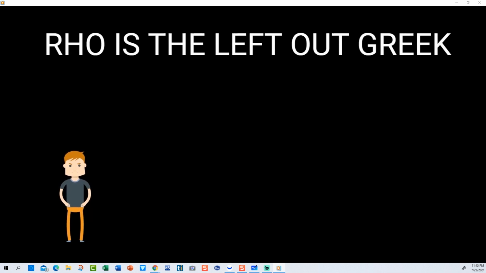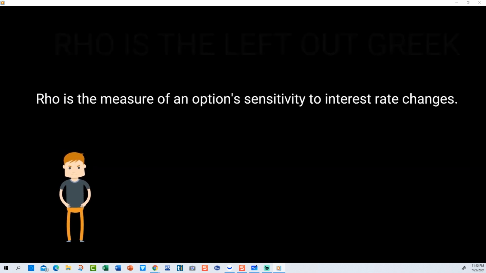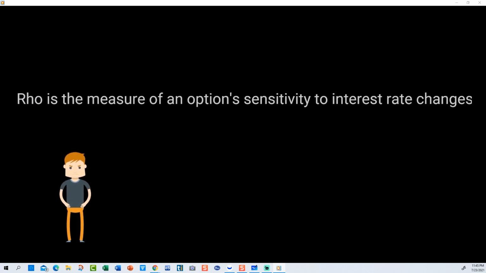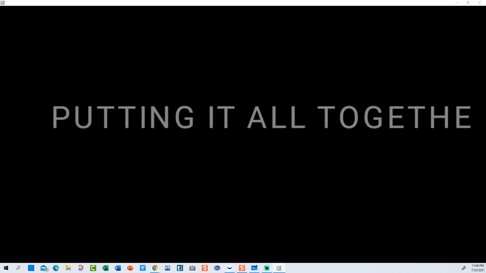Rho is the left out Greek. The reason for that is it's sensitive to the interest rate. It's kind of like Vega, the way it moves, but this is more for long-term investors in options. So let's say the interest rate is 3%, and you have a $100 call option with a Rho of 0.45. If that interest rate goes up to 4%, that'll be a 45-cent increase. And also the same if that interest rate goes down. A lot of option buyers don't look at this because they don't hold it long enough for the interest rate, and the interest rate doesn't change as often as implied volatility.